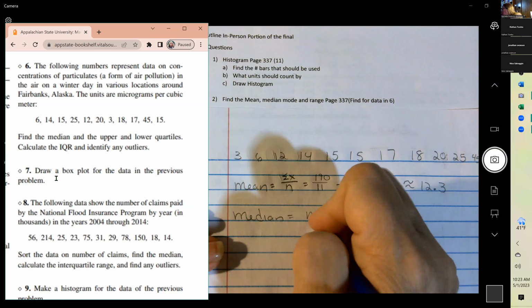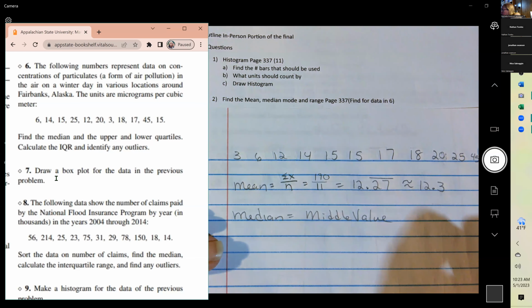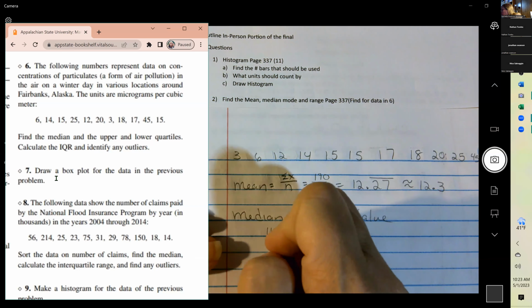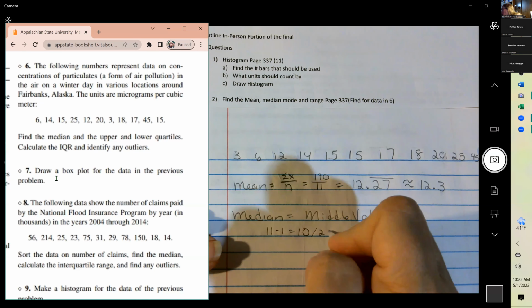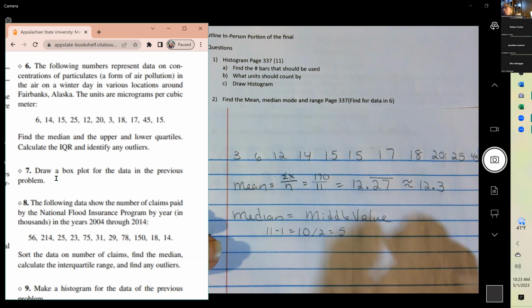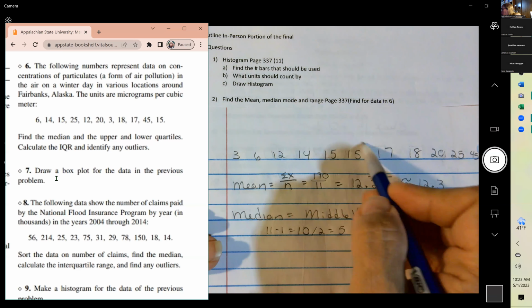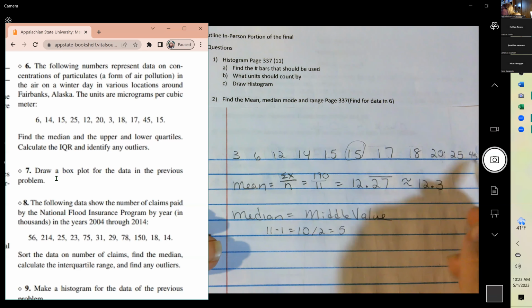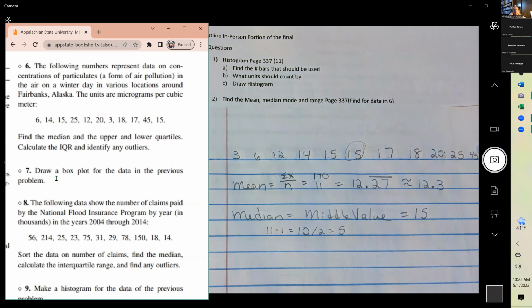Median, middle value. There was 11, take off 1 and you get 10. So you can go 11 minus 1 equals 10. 10 divided by 2 is 5. There's going to be 5 on each side and the 1 in the middle. 1, 2, 3, 4, 5. 1, 2, 3, 4, 5. So the median is 15. Any questions on that?